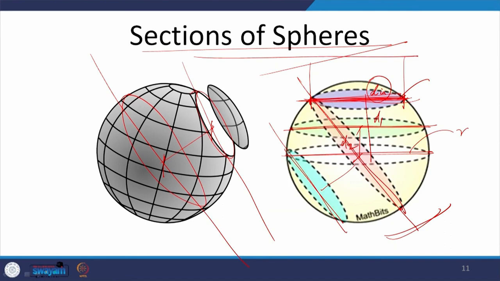With this, I have already covered the introduction to the sections of solids, and in the subsequent lectures we will be learning to draw orthographic projections of the sections of solids. So, thank you very much for being with me here today. We will see you in the next lecture tomorrow, where we will start to learn to draw orthographic projections of these sections of solids, different types of solids, one by one.